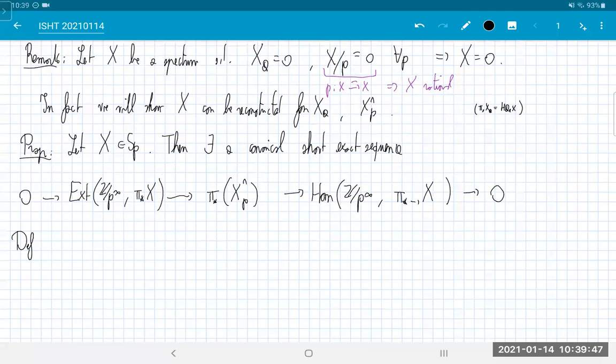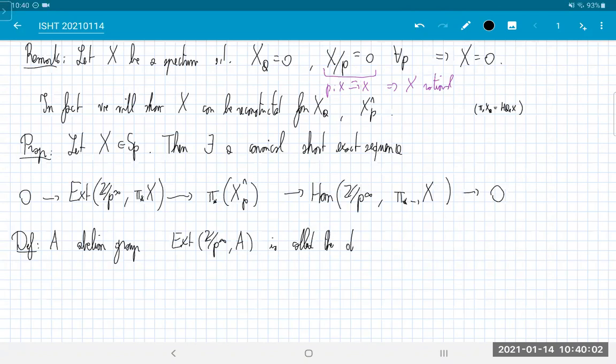I should say that if A is an abelian group, Ext of Z mod P infinity, A is called the derived P completion of A. And we will see later the relationship with the ordinary P completion. Essentially, it is the same as the ordinary P completion, except when your abelian group has a lot of P torsion. And when they disagree, actually, the derived P completion is the one that has the good properties you would like it to have.